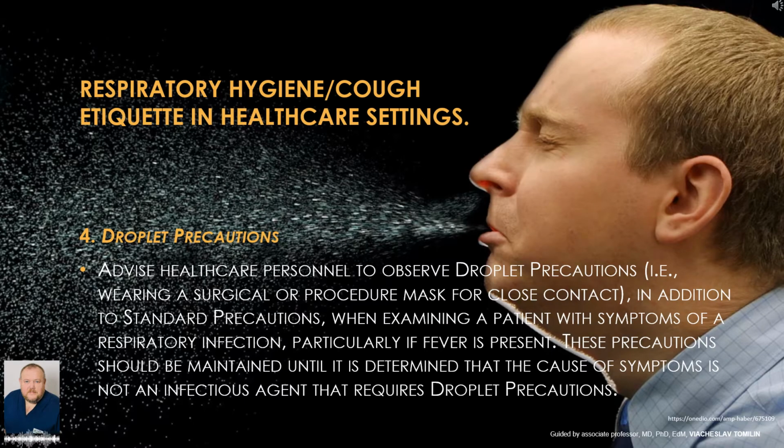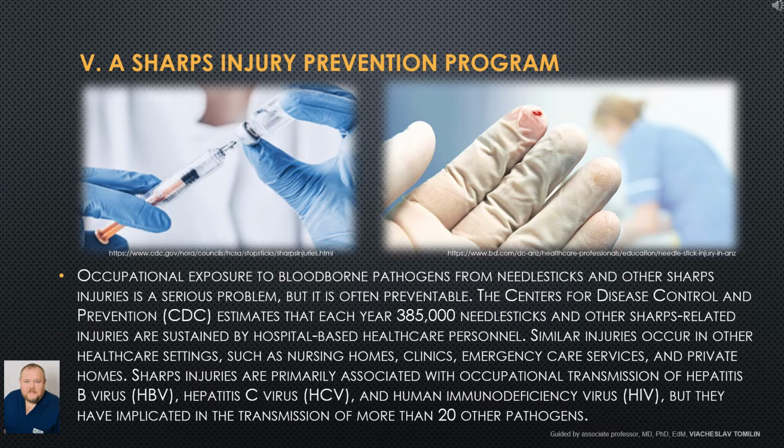4. Droplet precautions. Advise healthcare personnel to observe droplet precautions, that is, wearing a surgical or procedure mask for close contact, in addition to standard precautions, when examining a patient with symptoms of a respiratory infection, particularly if fever is present. These precautions should be maintained until it is determined that the cause of symptoms is not an infectious agent that requires droplet precautions.